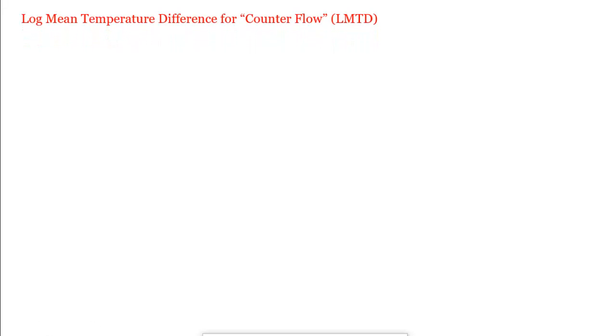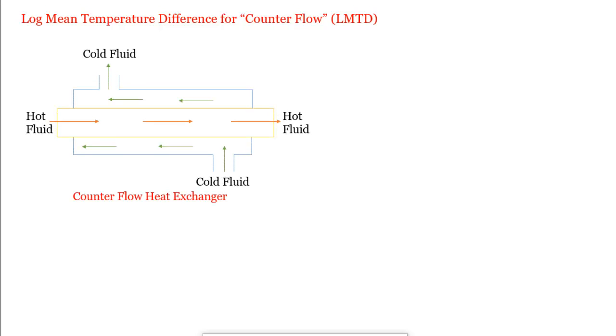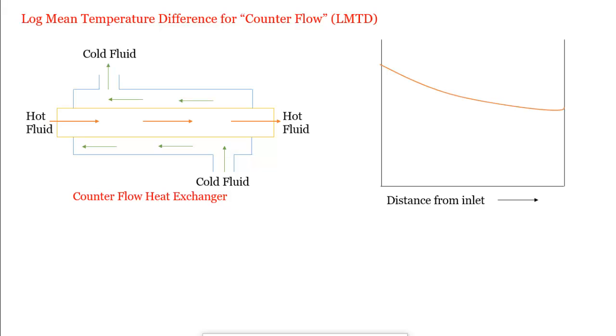Now next we find the log mean temperature difference for the counter flow. Here we have the counter flow diagram. So here the hot fluid moves from left to right and the cold fluid moves from right to left. The hot fluid exchanges heat with the cold fluid, so its curve moves from left to right and its temperature decreases. TH1 is the higher temperature, the inlet temperature of the hot fluid, and TH2 is the outlet temperature.